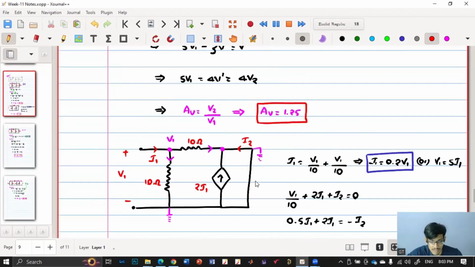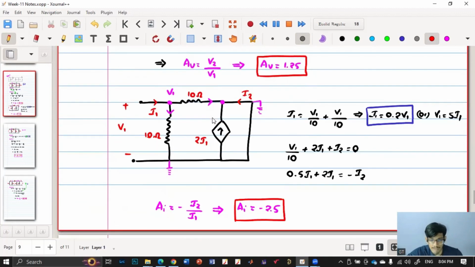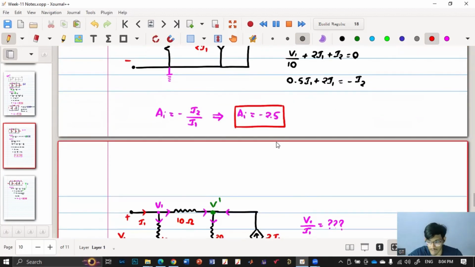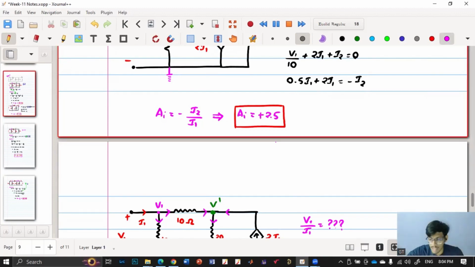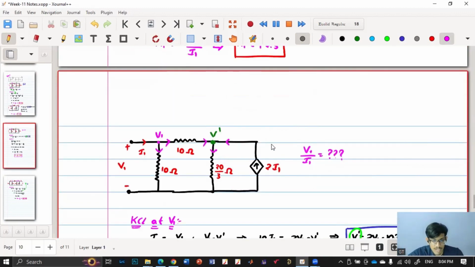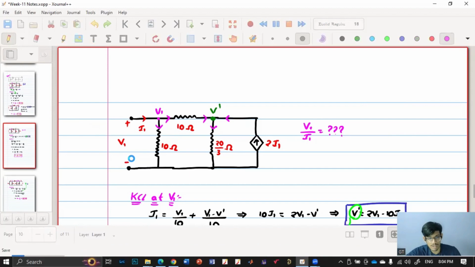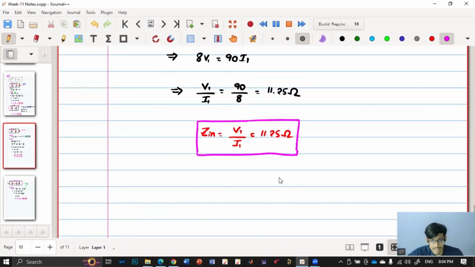And in the other case, they have short circuited this and they have asked minus I2 by I1. We have applied KVL and KCL, and then we got AI as minus 2.5. Sorry, AI is plus 2.5 because minus is already covered. So this will be plus 2.5. And then they have connected a 20 ohm resistor at the output, and then this becomes 20 by 3. Then they're asking what is the input impedance, so V1 by I1 basically. So V1 by I1 we have calculated, and we got something like 11.25.